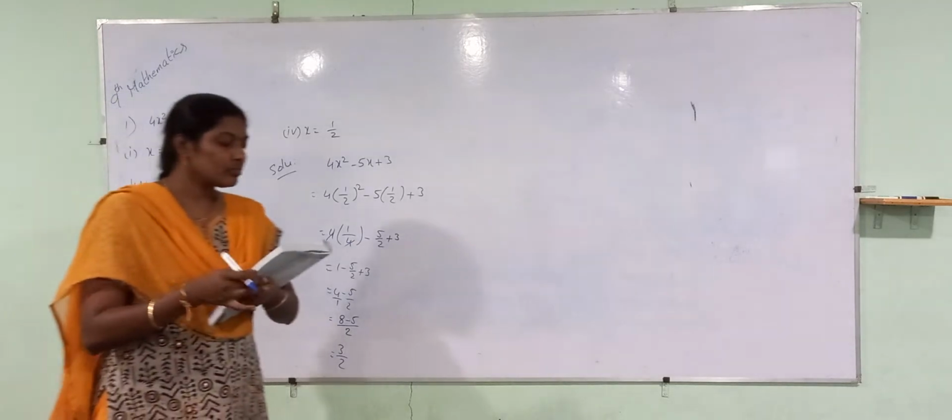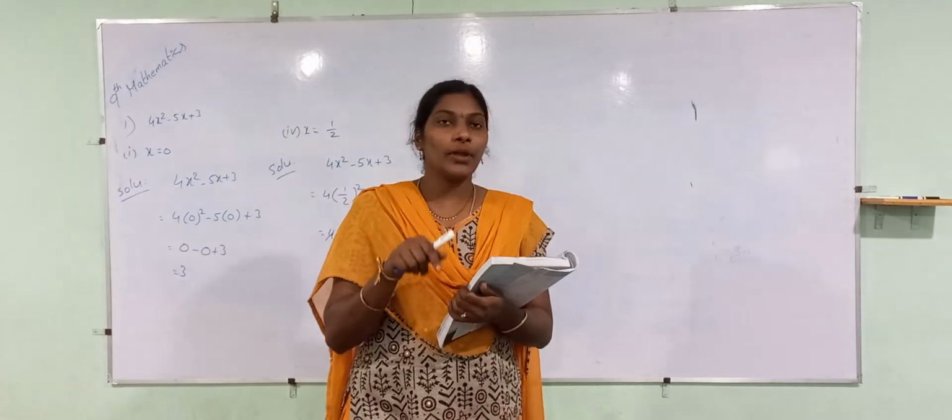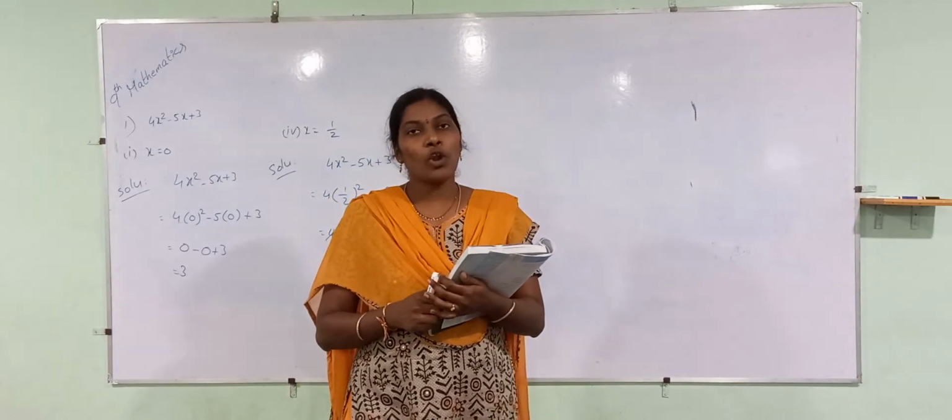Next. Find P of 0, P of 1 and P of 2 for each of the following polynomials.